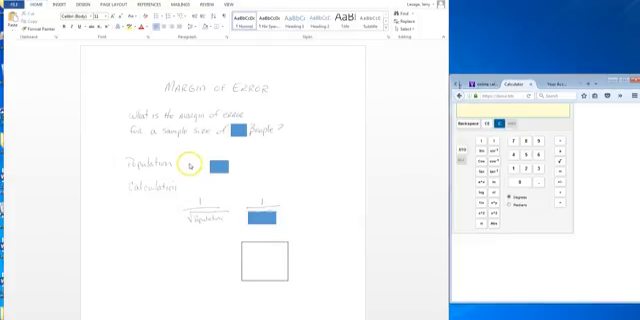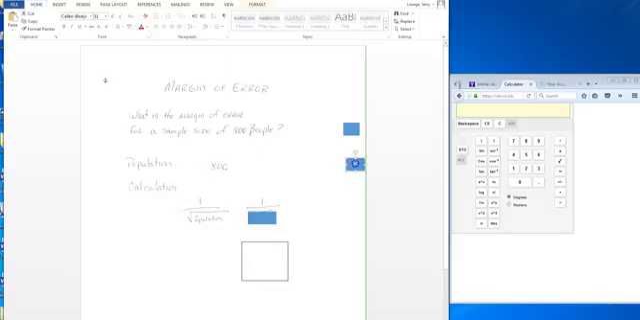So here's a sample problem that you might run into. What is the margin of error for a sample size of 800 people? So in this case, our population is 800. Our calculation is always 1 divided by the square root of the population.